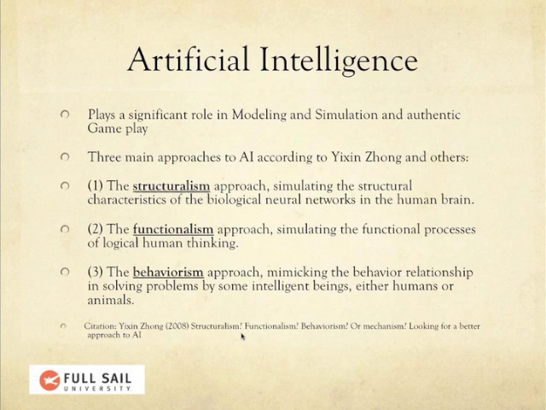What we mainly want to be concerned with here, at least in this slide, because we will look at AI later on in some specific instances in the textbook, is that I want you to be familiar with the three main approaches that have been used to improve AI over the years. These specific three are according to Yijin Zhang, but other researchers have looked at this as well.